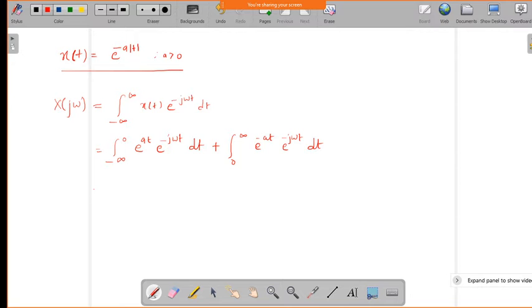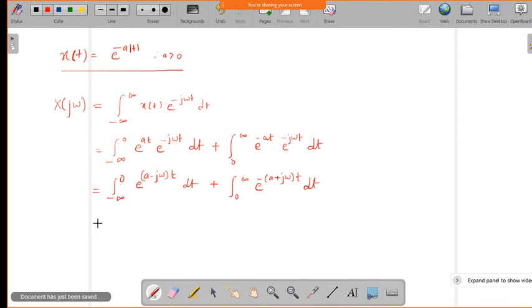Okay, so now integrate this by combining the terms. We will get minus infinity to 0 e power (a minus j omega) t dt, plus 0 to infinity e power minus (a plus j omega) t dt. Okay, so integrate this. So what will you get? You will get e power (a minus j omega) t.